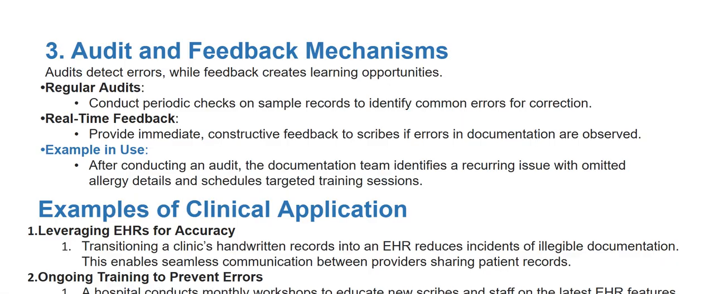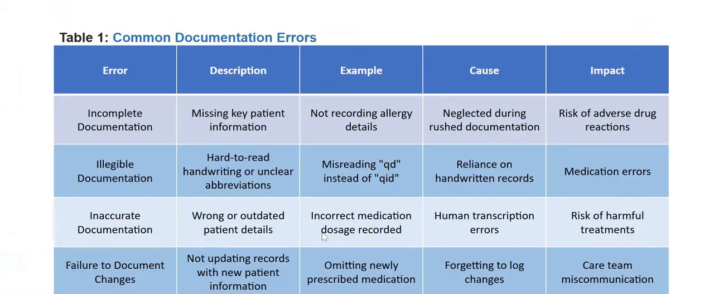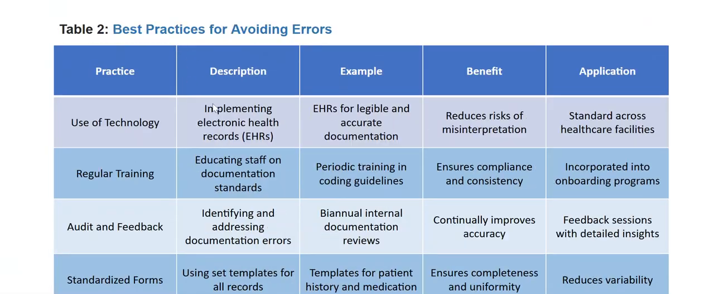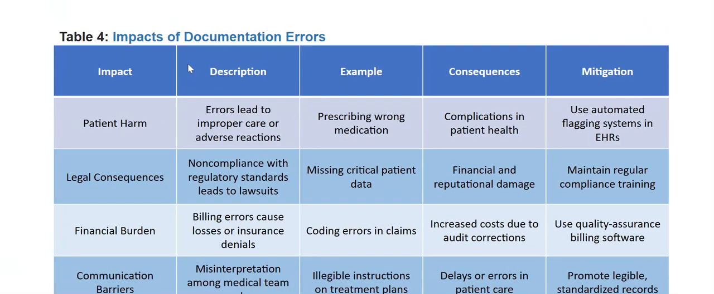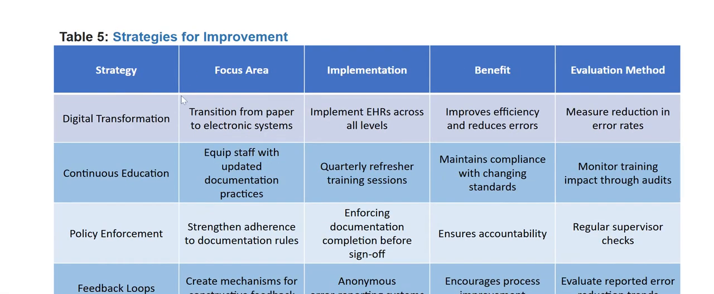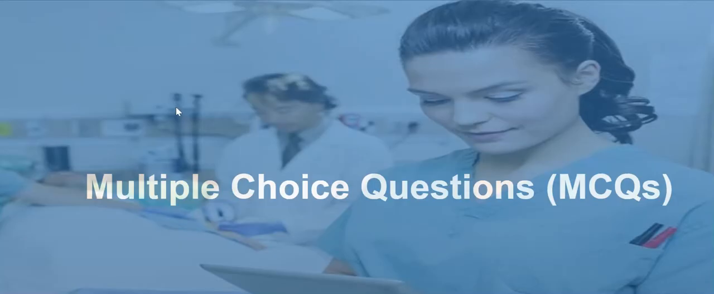Ongoing training to prevent errors. A hospital conducts monthly workshops to educate the new scribes and staff on the latest EHR features, improving documentation completeness and minimizing outdated entries. Next, we have summary tables: a table on common documentation errors, a table on best practices for avoiding errors, a table on solutions for specific errors, a table on impacts of documentation errors, and here's a table on strategies for improvement.